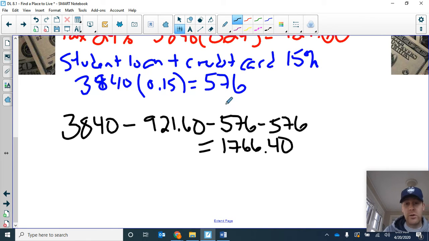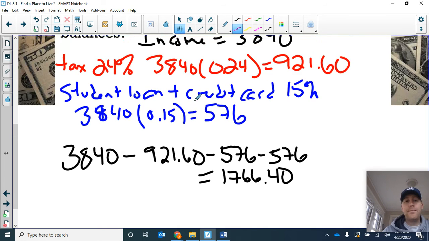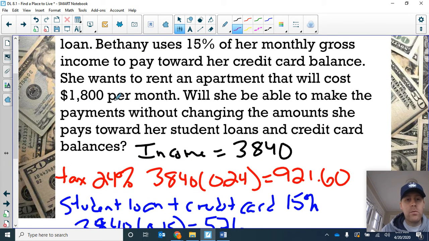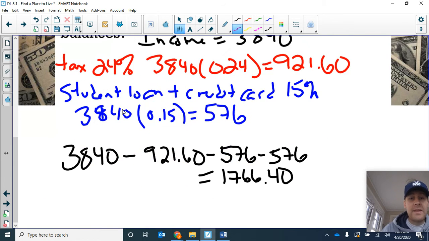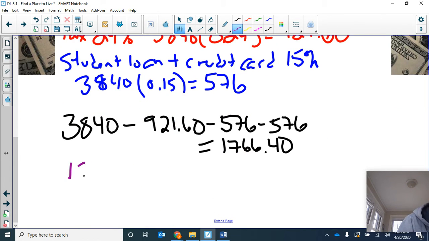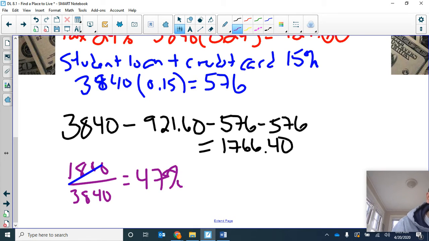Okay, but the other way to look at that is to figure out what percent her rent is in comparison to her monthly income. So we take that 1,800 and divide it by that 3,840. And that percent ends up being 47%. No, that's too much. We can't be spending 47% of our income on our rent. Okay, we definitely got to find a cheaper apartment there.